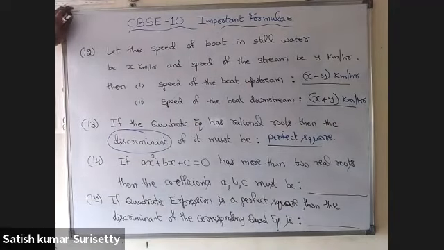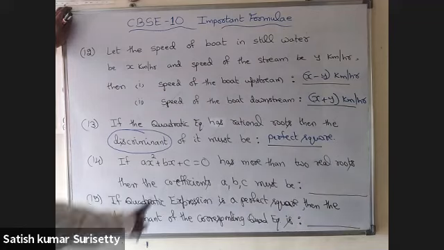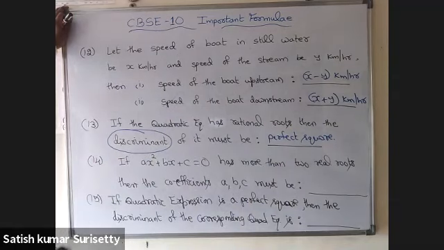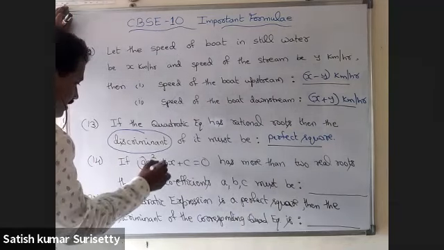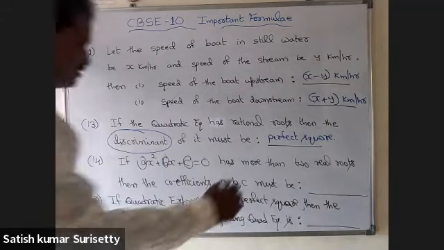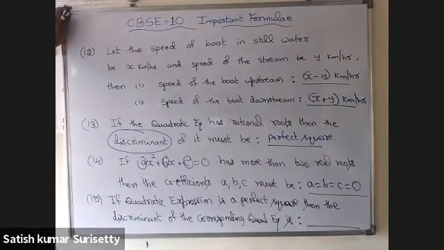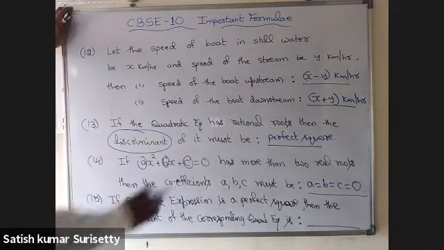If ax square plus bx plus c equal to 0 has more than 2 real roots, then the coefficients a, b, c must be? We know that a quadratic equation will have at most 2 real roots only. But here it is given that there are more than 2 real roots. This is possible only when all the coefficients are 0. That is a equal to b equal to c equal to 0. That means it must be a zero polynomial. In this case, it is also called an identity. Why? Because whatever the value of x, this will always be satisfied.